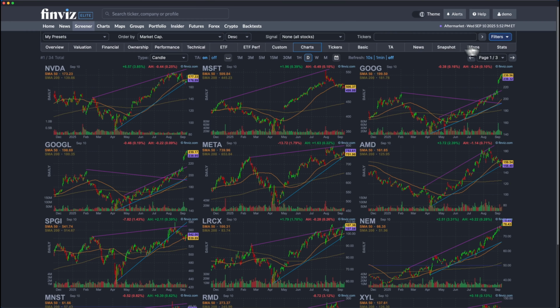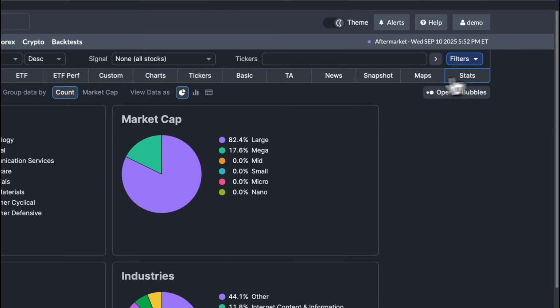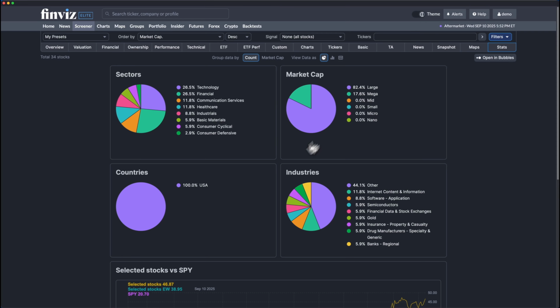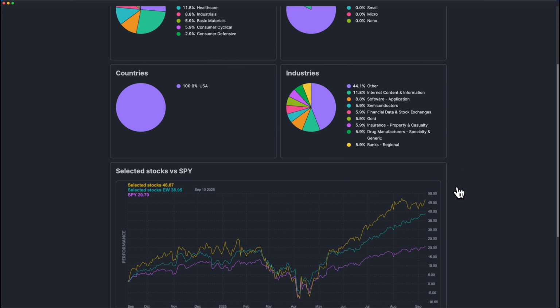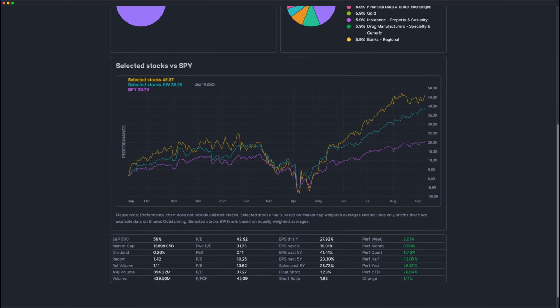You can also see a quick stats overview where you can find categorization by sector, market cap, country, and industry. You can even see the performance against the S&P 500.